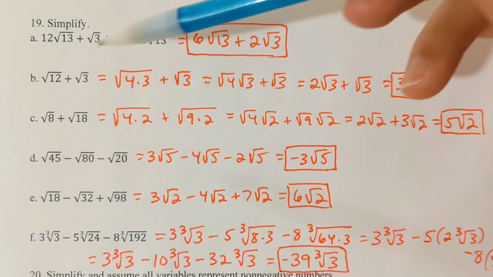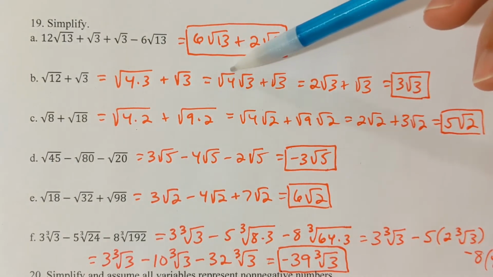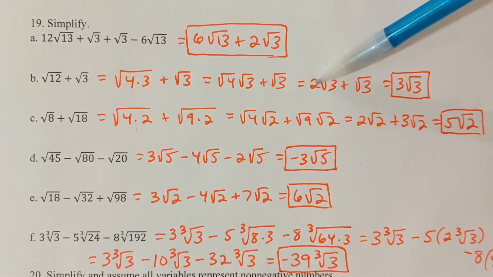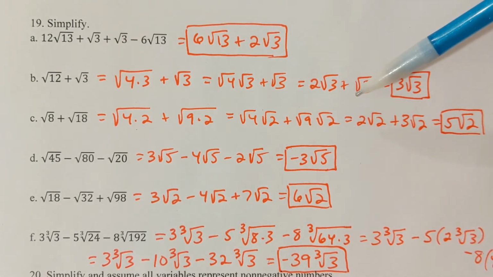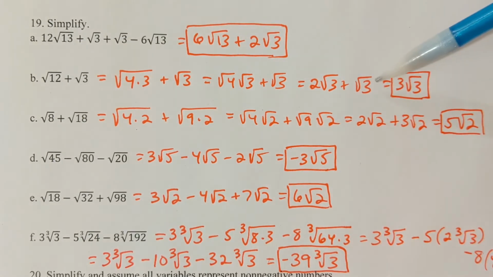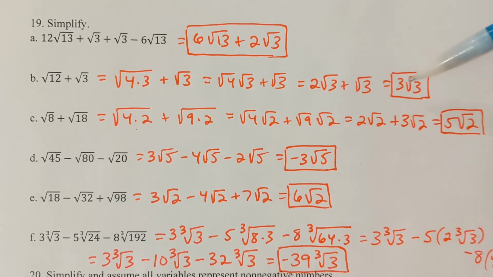So let's go ahead and break down the square root of 12. 4 times 3 is 12, right? And we know the square root of 4 is 2. So the square root of 12, that's the same as 2 times the square root of 3 when you simplify. I've still got this other root 3 that I'm adding, but now I've got like radicals. 2 root 3 plus root 3 would be 3 root 3. Okay.